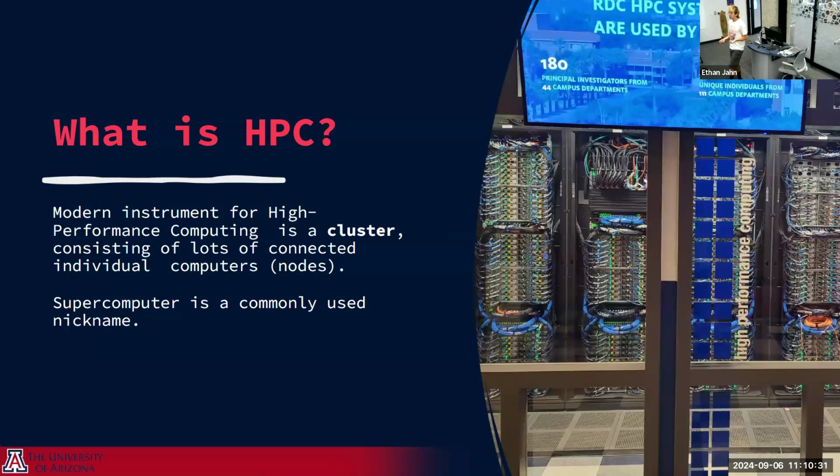So what exactly is HPC? This is a picture from our data center on campus. You're looking at Ocelote right now. The HPC is what we call a high performance computing cluster. High performance computing effectively means that it is a large number of smaller computers all interlinked together, to work together on jobs or to run many different jobs. Both of these use cases are possible. Supercomputer is a commonly used nickname for a high-performance computing cluster. These can be of many different sizes. We have a moderately sized HPC here at U of A. There are much larger HPCs out there, and of course there are smaller ones as well. So it runs a large degree of scale.